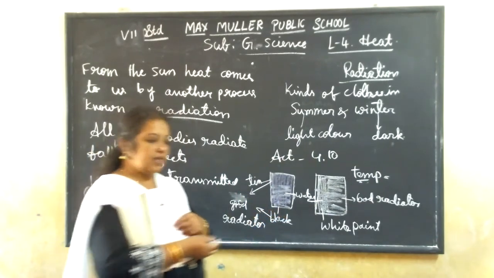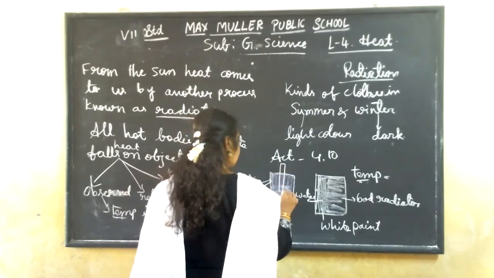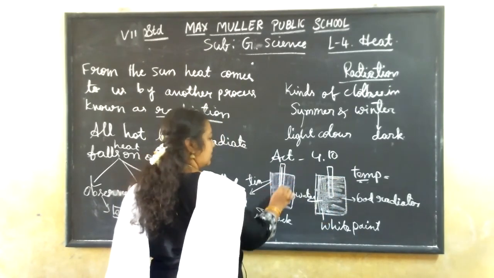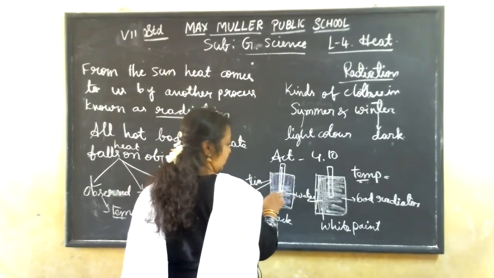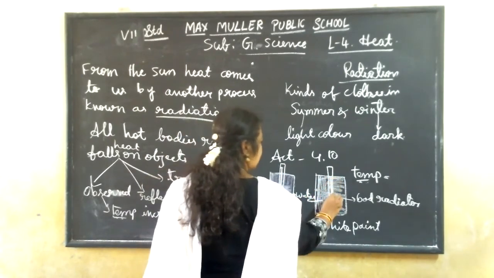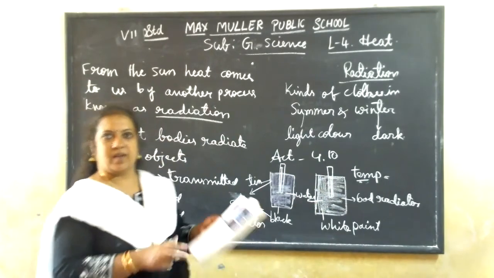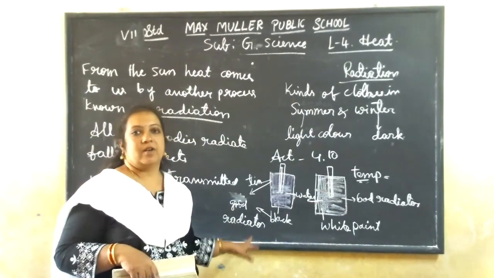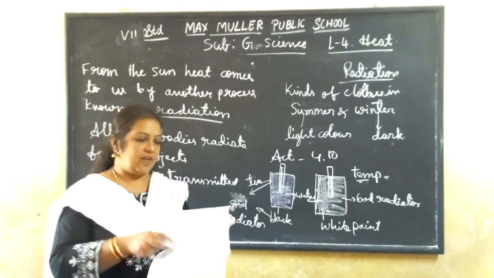Okay. So inside here you can keep the thermometer. So make a hole and keep the thermometer inside the water. Then you can find the temperature will be increased in the tin which is painted with black, and here the temperature will be low compared to this. Okay, this is because black is the better absorber, good absorber of heat, good radiator of heat.